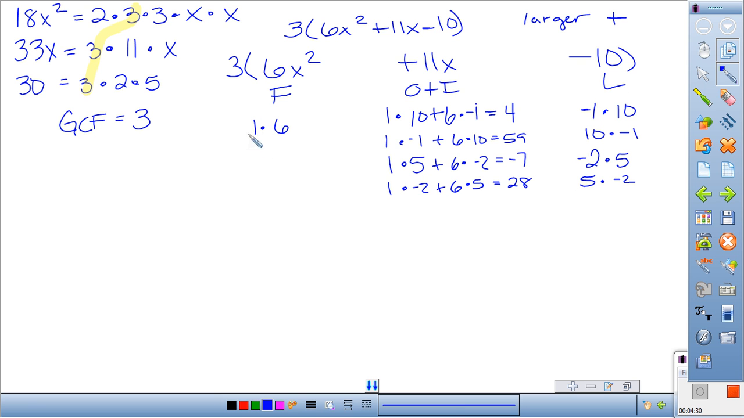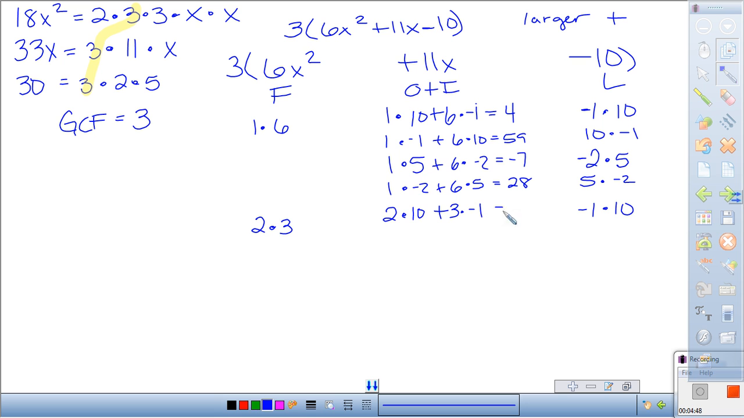So let's try some new factors of 6. Instead of 1 times 6, we'll try 2 times 3. We'll try 2 times 3 again with negative 1 times 10 first. So outer 2 times 10 plus inner 3 times negative 1. 2 times 10 is 20. 3 times negative 1 is negative 3. So that's positive 17. Closer, but still doesn't work. So now let's try switching these. 10 times negative 1, so outer 2 times negative 1, plus inner 3 times 10. 30 and negative 2, so that's 28, which also doesn't work.